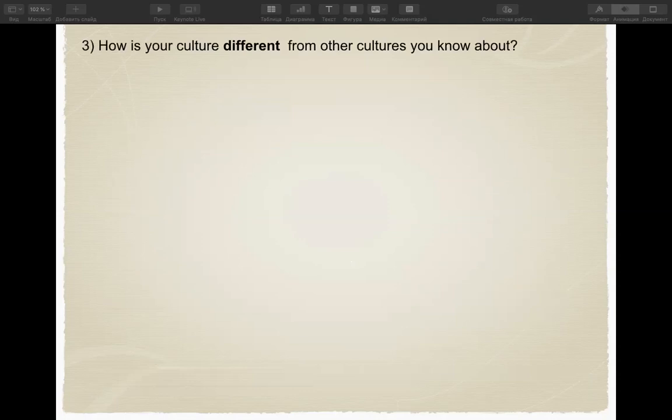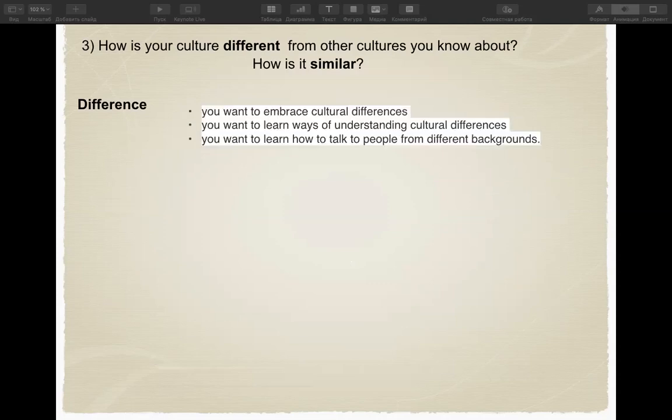Okay, let's move further. How is your culture different from other cultures you know about? Different. And how is it similar? Different, similar. So when you search for difference, you probably want to embrace cultural differences. You want to learn ways of understanding cultural differences. You want to learn how to talk to people from different backgrounds. Similarity.